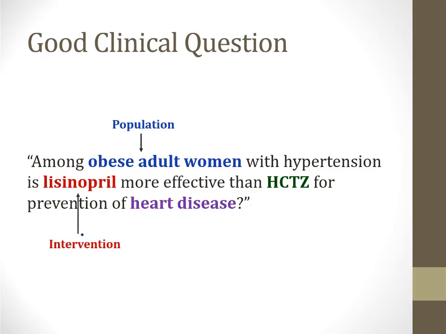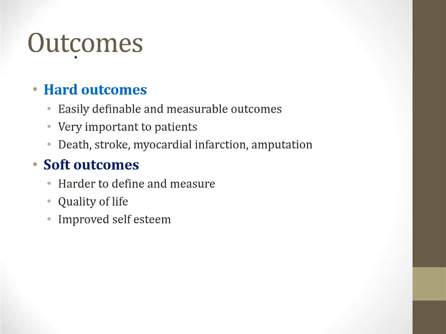There is an intervention that's clearly defined, lisinopril. We're not just saying ACE inhibitors in general, we're naming a specific ACE inhibitor. There's a comparison intervention, that's hydrochlorothiazide. And then finally, we have an outcome, and that is the incidence of heart disease. The O in the PICO model is for outcomes. So let's talk about some of the different kinds of outcomes that studies in the medical literature will use.